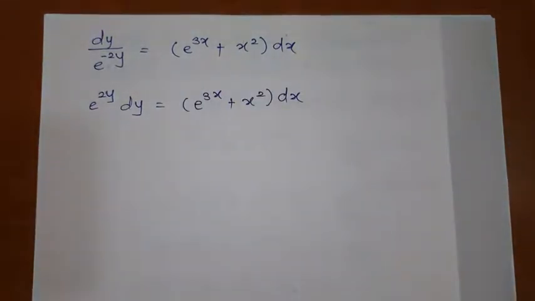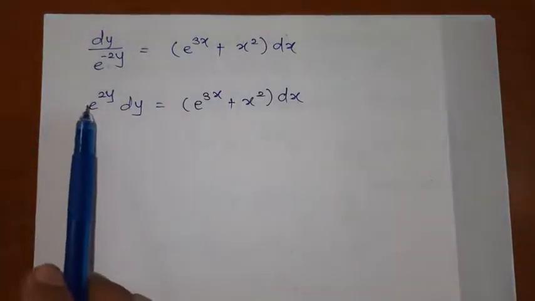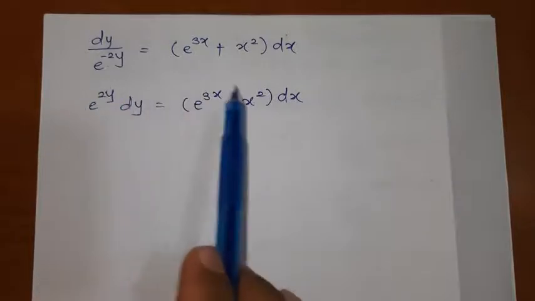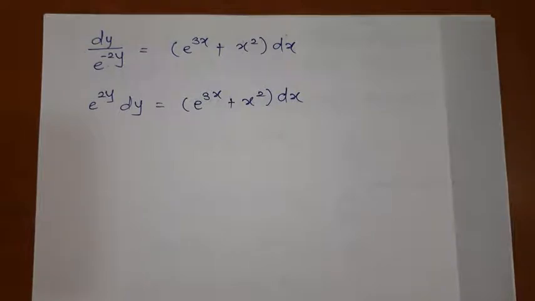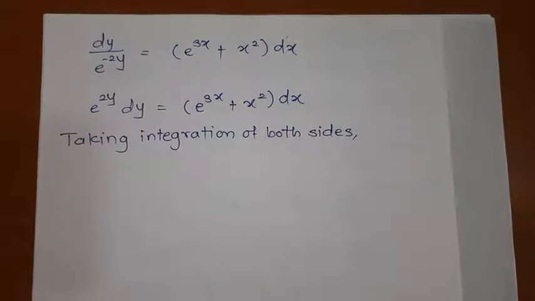See, in this way we have separated the variables, right? All terms of y we have got on one side and all terms of x we have got on another side. So now we are ready. That means we can take integration now of both sides. So I am integrating both sides. Integration of the left hand side I have taken. Similarly, I will take integration of the right hand side.